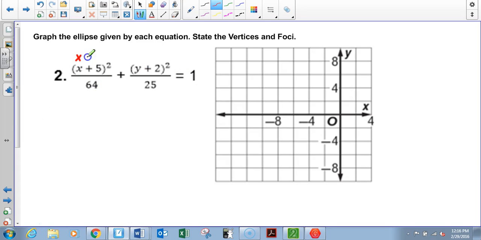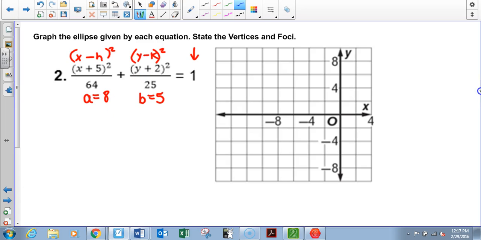If it helps you, write x minus h, y minus k. It does always have to have a plus in the middle if it's an ellipse. Tomorrow there will be a minus in the middle, but that will be a hyperbola, or the next day. And it always has to equal 1. Okay? This means a is what? 8 in the x direction. And this means b is 5 in the y direction because it's underneath the y.